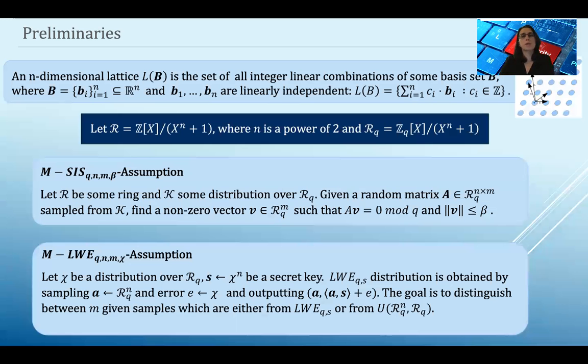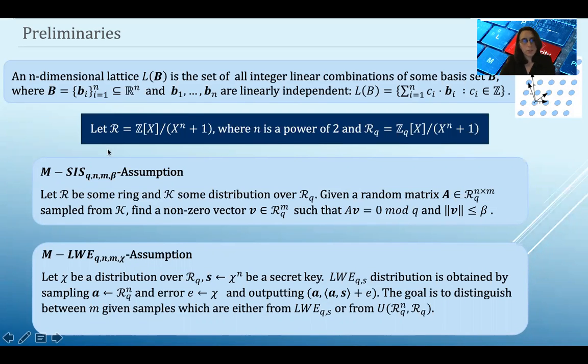So let's move to the preliminaries. We are talking about lattice-based zero-knowledge arguments, so it's good to recall the definition of a lattice. An n-dimensional lattice is the set of all integer linear combinations of some basis set B, where this basis set B consists of n linearly independent vectors.